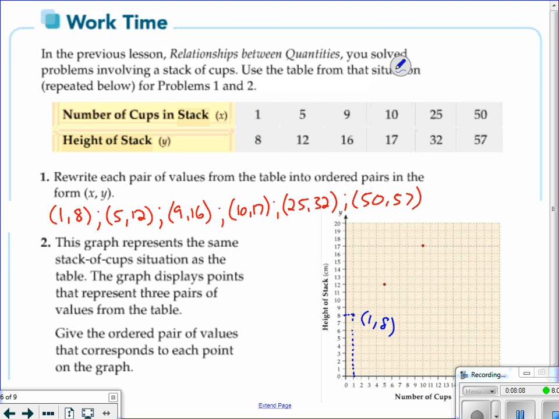The second point here, okay, if you follow that down, you're going to follow that down to 5. And then if you follow it over to the y, it's going to be at 12. So 5, 12 is that one. And then the last one, start at the point, follow it down to the x value. You'll follow that down to 10. And then go over to the y value. That's at 17. So your ordered pair there would be 10, 17.